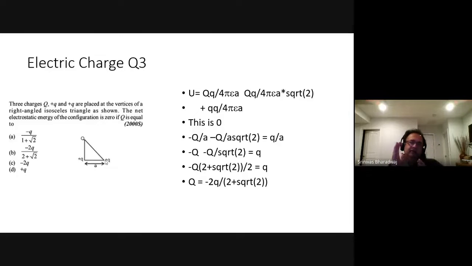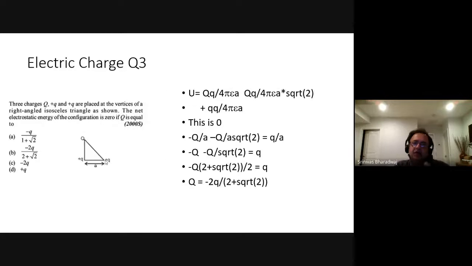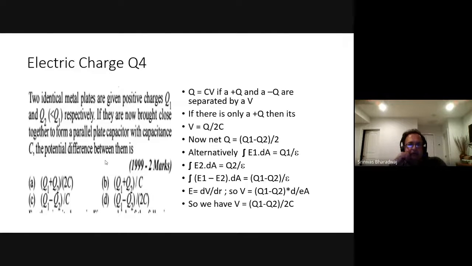Now, the first question was checking if you understood force. This question is checking if you understand electrostatic energy, and in between the two there is potential. So force, field, potential, and energy. When you understand force, field, potential, and energy in the context of a capacitor, then this question comes into play. Then you can look at force, field, potential, and energy inside a parallel plate capacitor, and you will understand the material in that context.